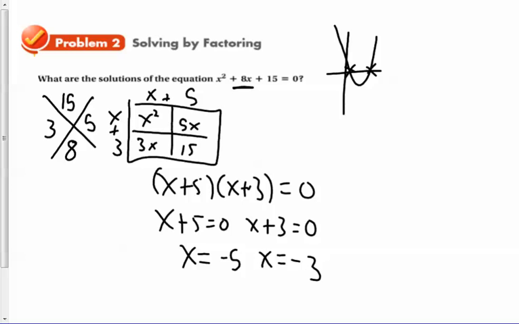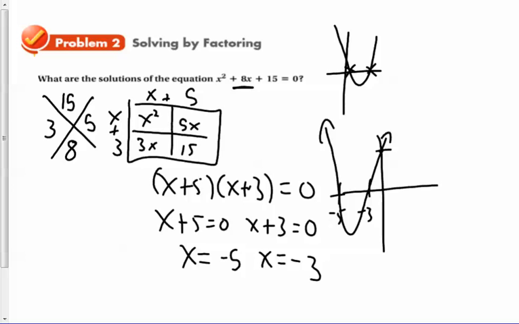Now on a graph, what that means is our parabola would cross at 15, so here's 15 right there, and then it actually crosses the x-axis at -5 and -3. So you get an idea that it looks something like this. Okay? But that's bonus. That's bonus.